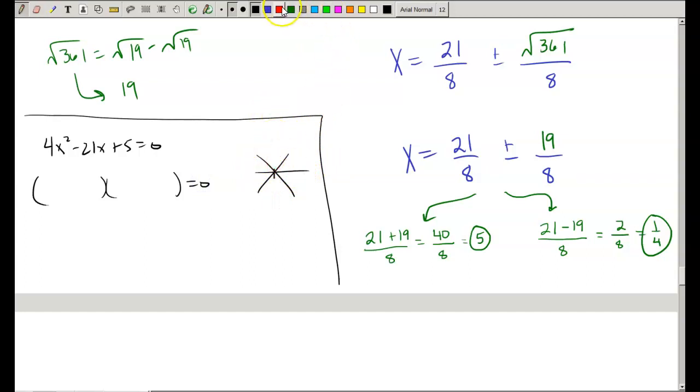And so the a value is 4. A times c is 20. This is negative 21. So what multiplies up to 20 and adds up to negative 21? We could say that's going to be negative 20 and negative 1. Those multiply up to 20 and add up to negative 21.